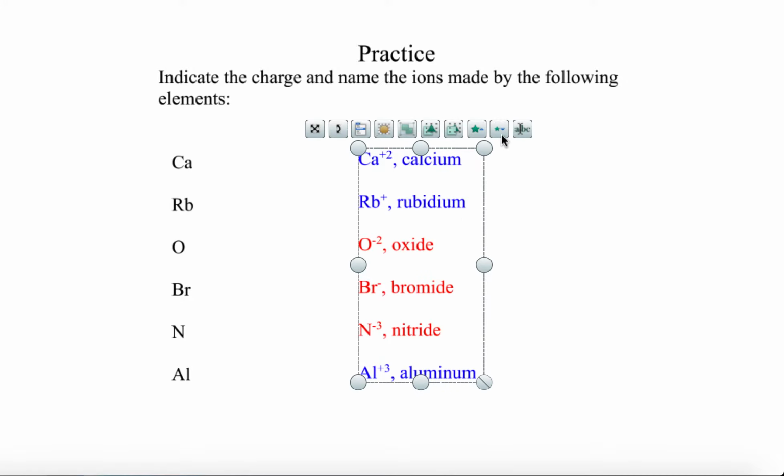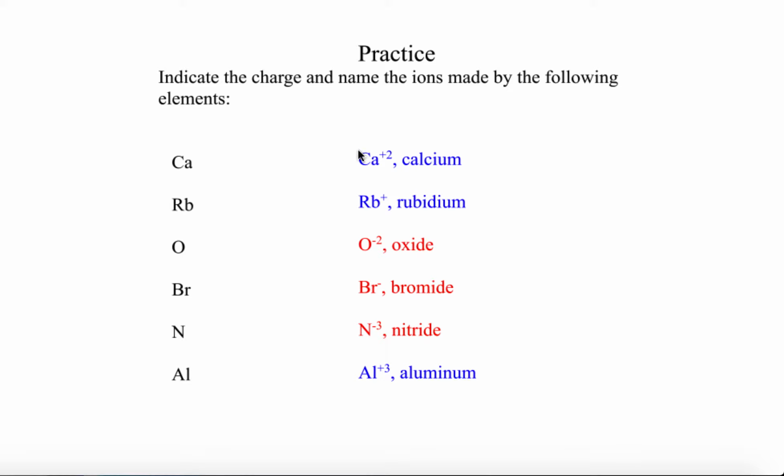Okay, and here are the answers to that practice key. You can see again that all of these cations retain their original element name, but those anions, that ending has all changed to "ide." So again, all these atoms will gain or lose electrons to mimic a noble gas. They want to have 8 outermost electrons, 8 valence electrons, basically just like what a noble gas has.